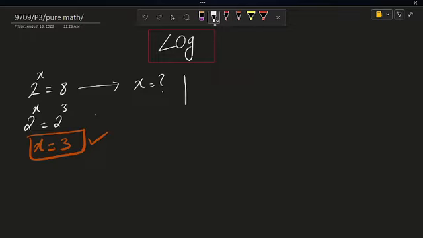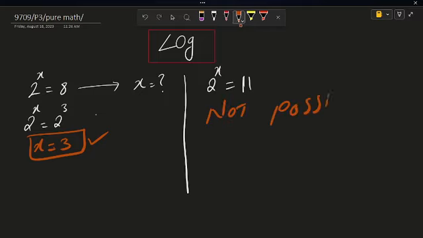But if you have some situation in which you have to use log, for example 2 raised to the power x is equal to 11, or 2 raised to the power x is equal to 10, this is impossible to solve, because there is no number whose power of 2 makes 11. Not possible to solve. And the author demands to find the value of x.